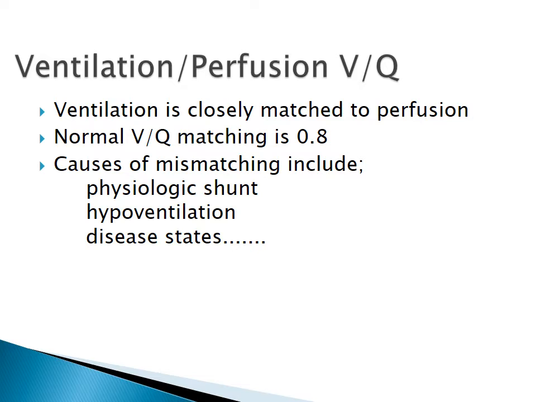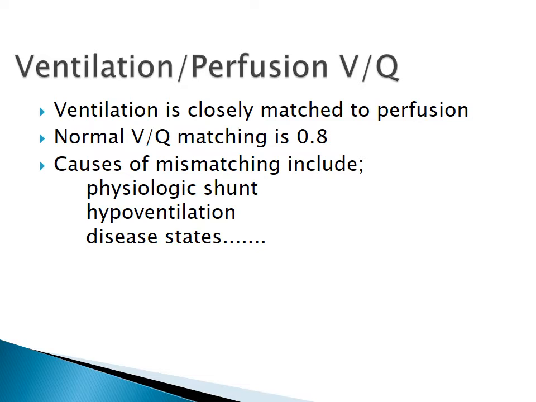So you have a 4-liter and 5-liter thing. We've heard of that before. 4 liters of what? Ventilation. 5 liters of what? Cardiac output. Right. So that's where you want to be. This is normal.